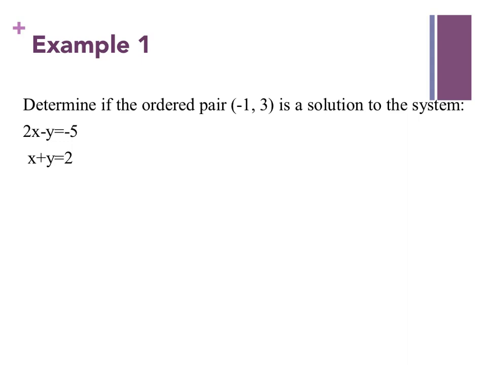So that first example is just that. Determine if the ordered pair (-1, 3) is a solution to the system. So the x is your -1, the y is your 3, and then you're going to take them and you have to plug them into both. So into this one would be 2 times -1 minus 3 equals -5. I get -2 minus 3, and -5 equals -5. So I know it works for the first one, but again, you have to test both.